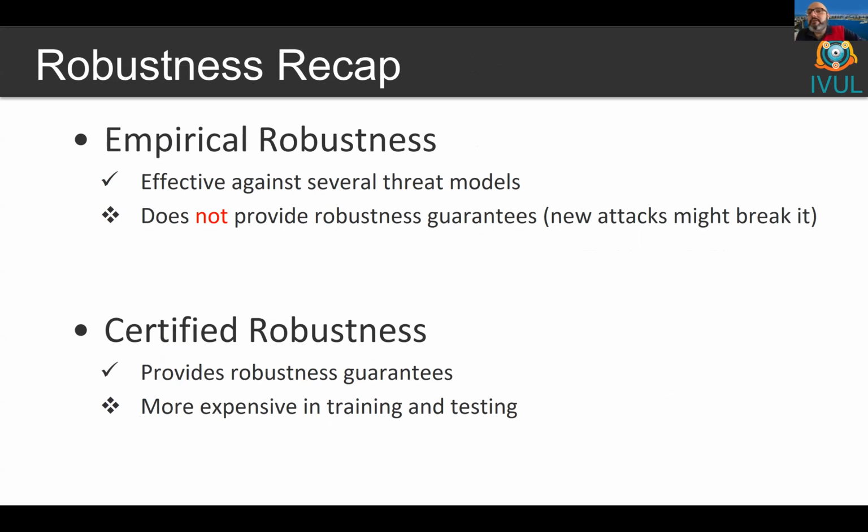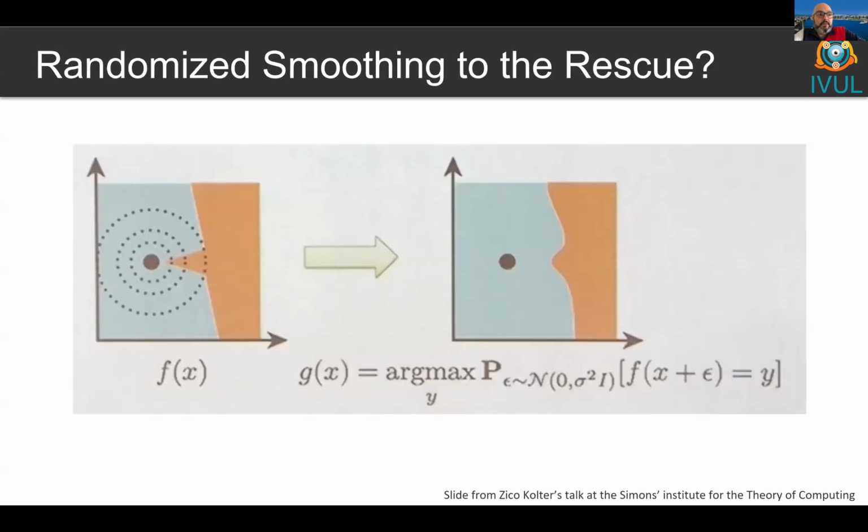So let's focus on certification methods. This is where we're going to talk about certified robustness. They give guarantees of robustness, but they could be more expensive than empirical defenses in training and test. But let's see how they work. This is a snapshot from a slide from Zico Kolter, who popularized this idea of randomized smoothing. We're going to particularly talk about randomized smoothing as a way to do network certification.